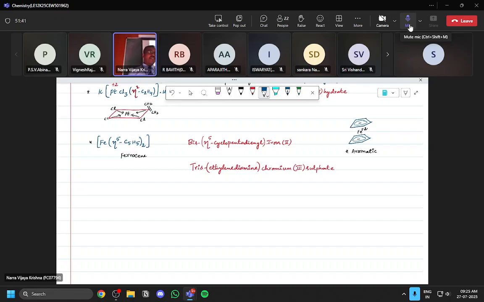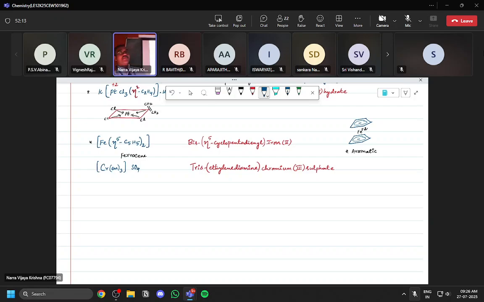Ethylene diamine symbol is en. While you are writing symbols also, we need to follow alphabetical order. In case of en, E should be taken in alphabetical order while you are writing the formula. So en3, chromium means Cr, en thrice, close the brackets, sulfate, over.